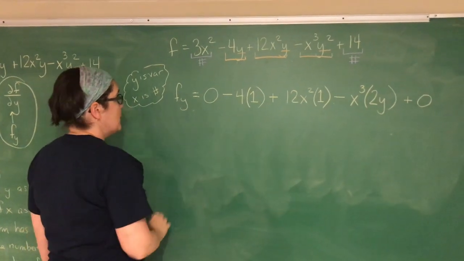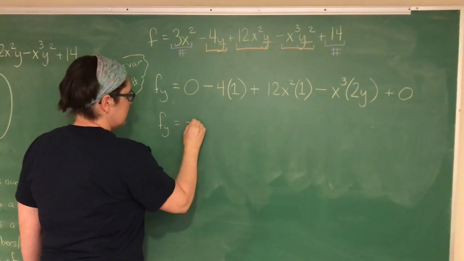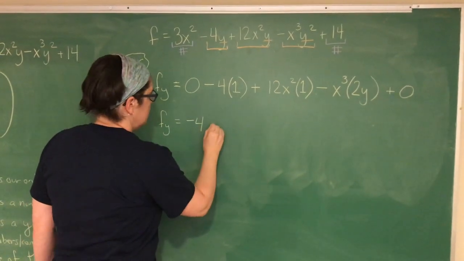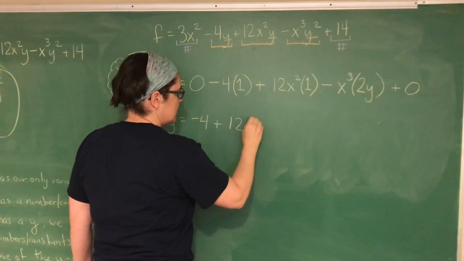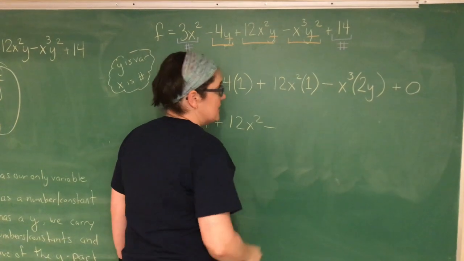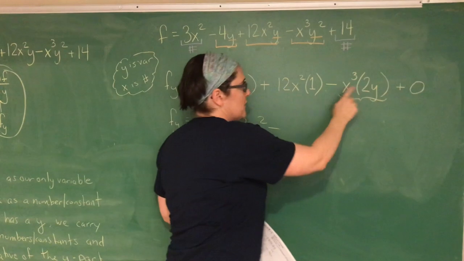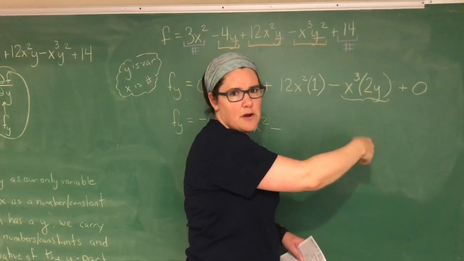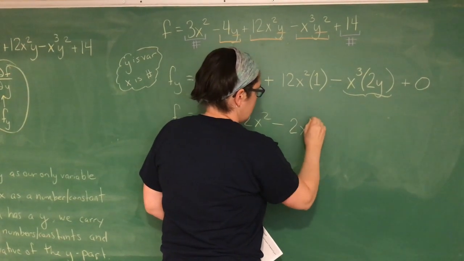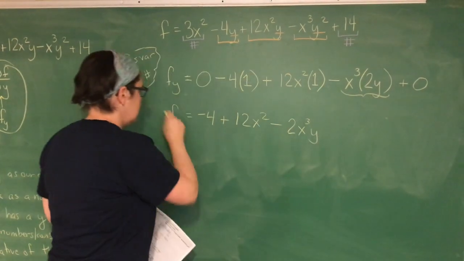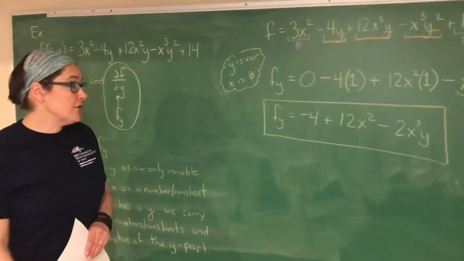So now I've taken the partial derivative with respect to y, and now I want to clean things up. So I don't need to write the 0. So I have negative 4. 12 times 1 is 12. So I have negative 4 plus 12x squared minus, and then for this term right here, it's customary to put the number in the front and then have your x's to a power and then your y's to a power. So I'm going to reorganize this as 2x to the third y, and I don't need to write the plus 0 at the end. Okay, so this is our partial derivative with respect to y.